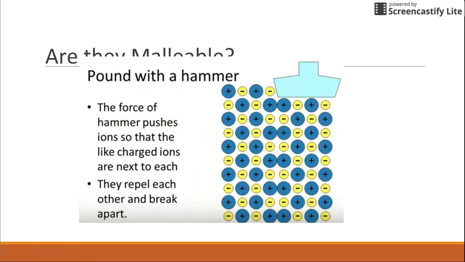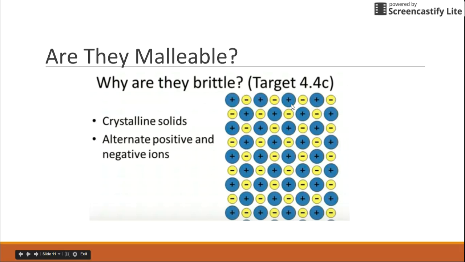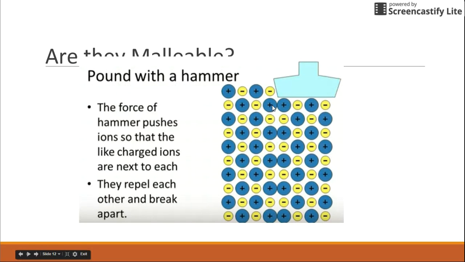When applied with force, in our lab, there was a hammer available. And when pounded with a hammer, the force of the hammer pushes the ions so that the like-charged ions are next to each other. Here's an example of like-charged ions next to each other. Two positive next to each other, two negative next to each other, two positive, and so on. As opposed to before the force was applied with the hammer, where we still had the alternating positive and negative ions, causing that attraction because opposite charges attract. But now, once applied with force by a hammer, these positive charges and negative charges are now lined up with one another.